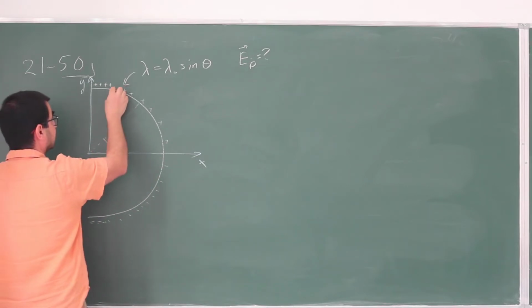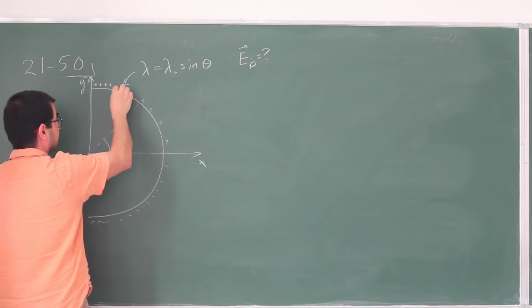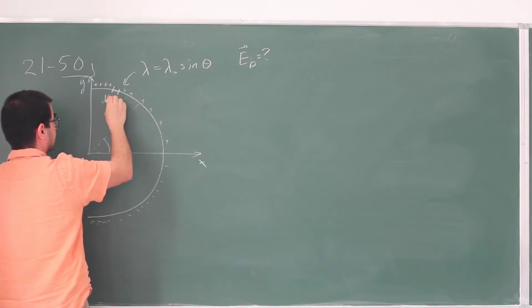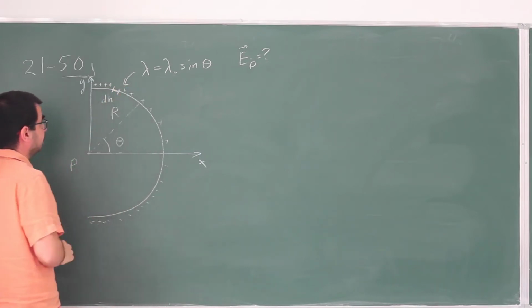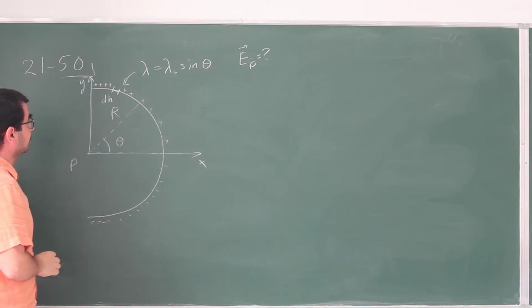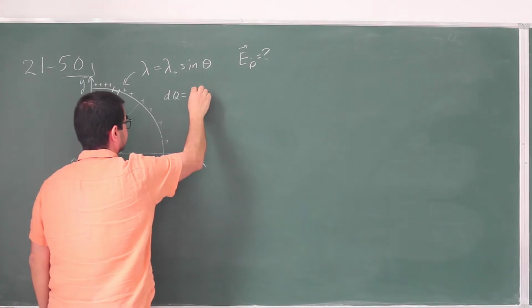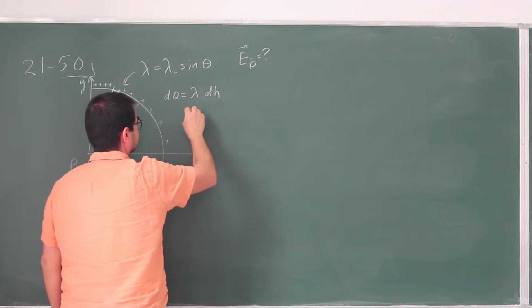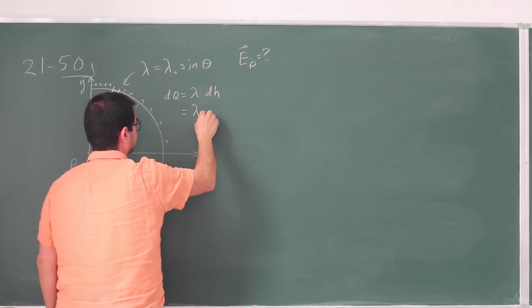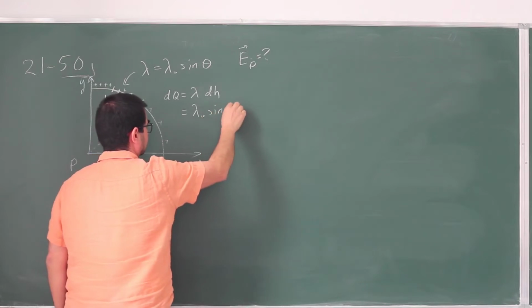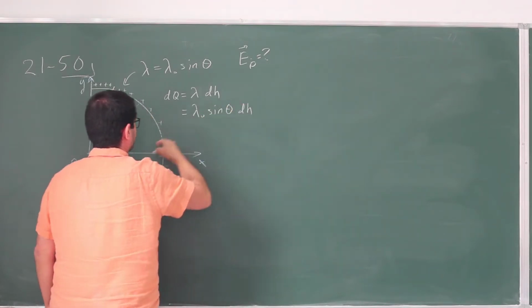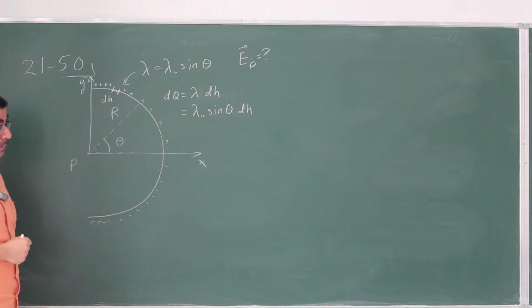So if I take a little part over here, of length, let's call this dl, that dl is going to correspond to some dq, and that dq is just going to be lambda times dl, but in this case it is going to change with the angle. So this makes it a little bit more complicated.